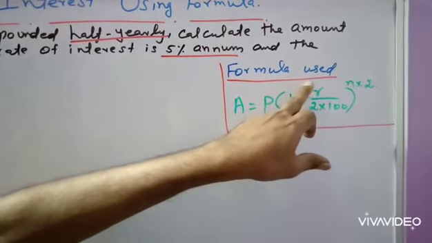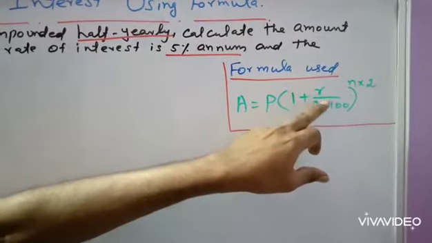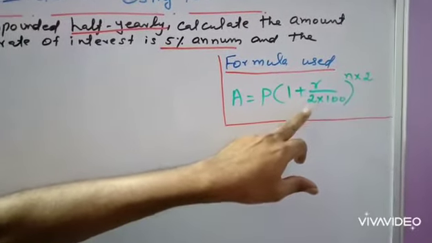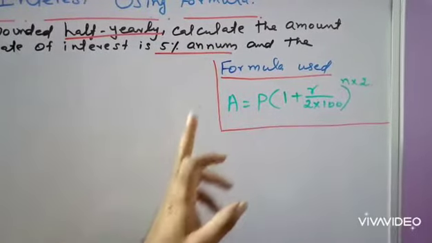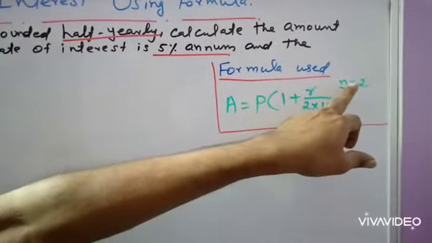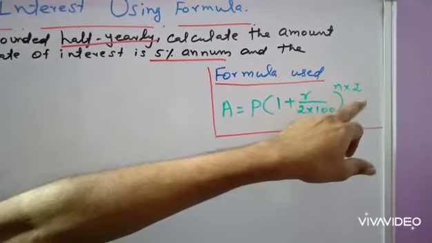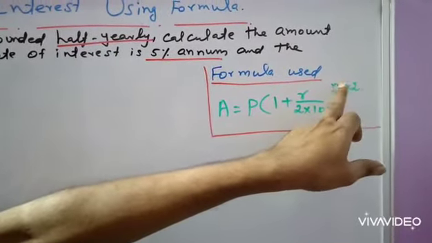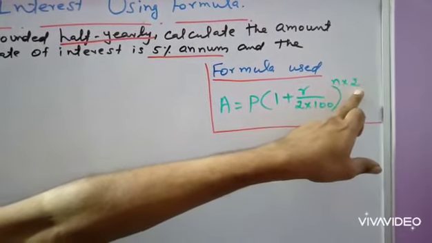The rate of interest given is for yearly calculation, per annum. So now we are calculating half yearly, so we have to divide the rate of interest by 2. At the same time, for n, the number of years, since we are calculating half yearly, the calculation will happen 2 times in a year. So we have to multiply the years by 2.